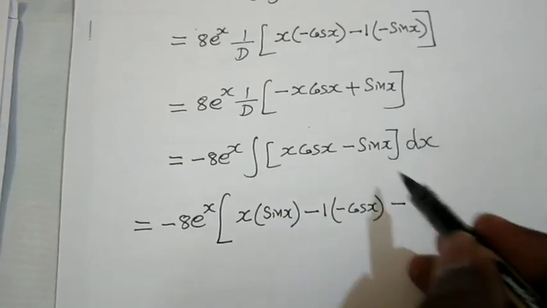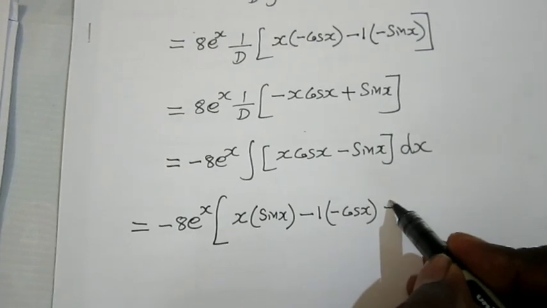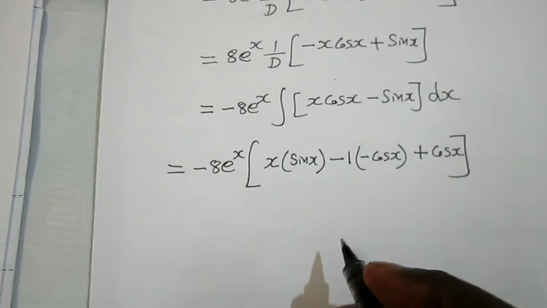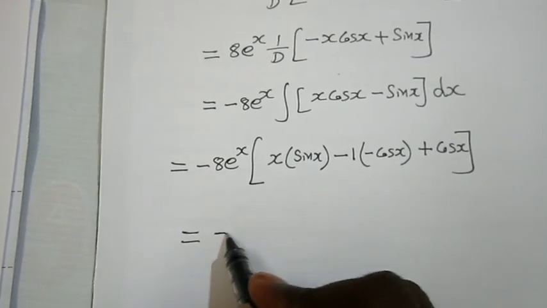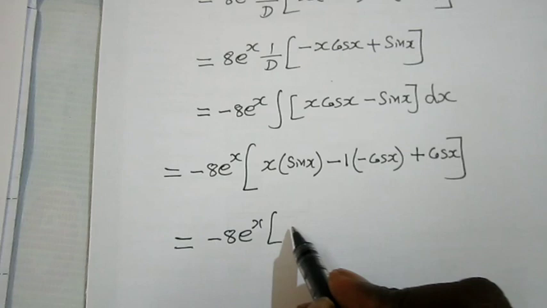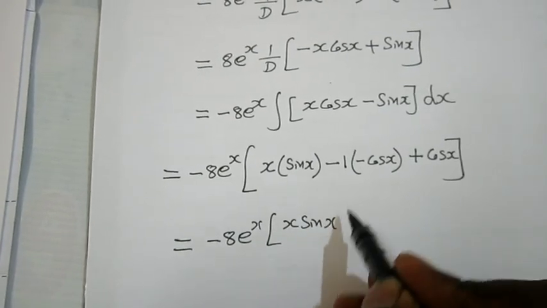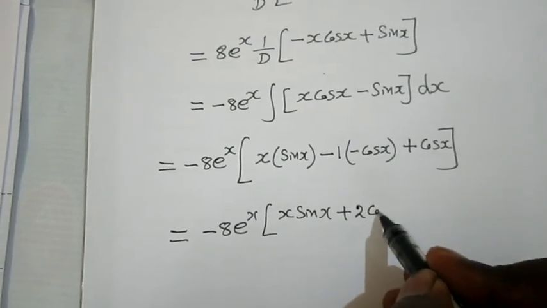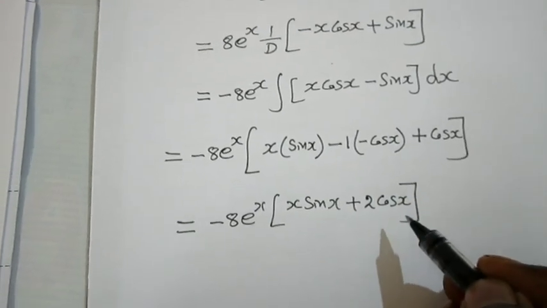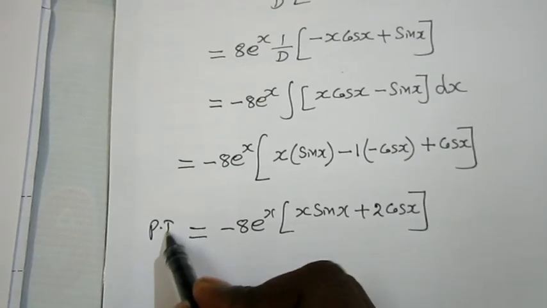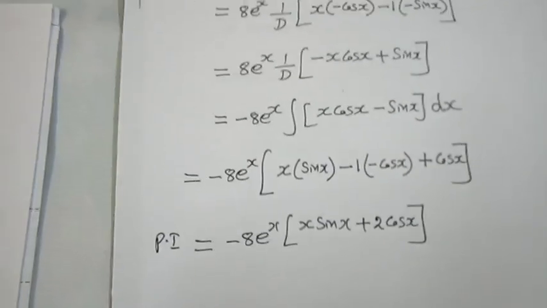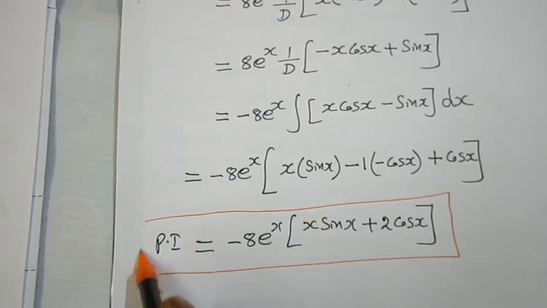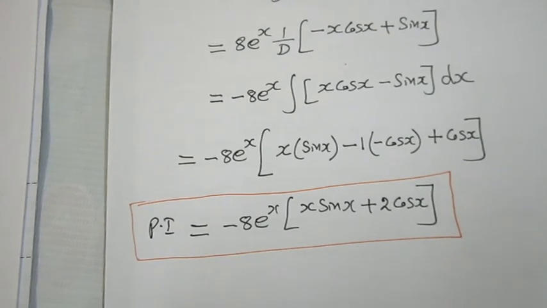Next one: minus the integral of sin x, which is minus cos x, so minus of minus gives plus cos x. So the entire integral part is over. This is the particular integral. So minus 8 into e power of x into x sin x plus cos x plus cos x, which is plus 2 cos x. So the particular integral is minus 8 into e power of x into x sin x plus 2 cos x.